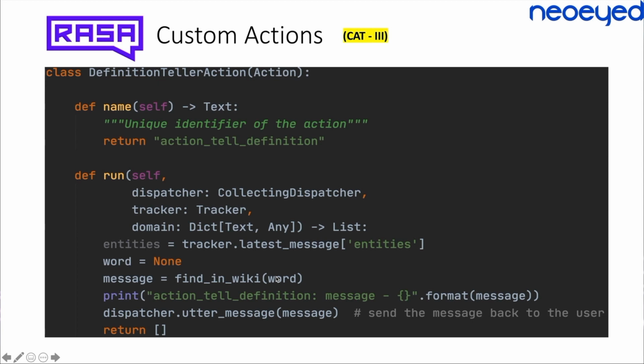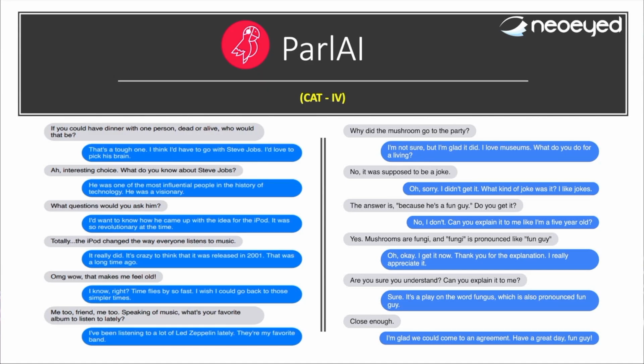So if you ask something like, what is particle quantum physics or particle entanglement? It will go to Wiki, get the response and send it back to me, right? This is called custom actions. That's what I used. Now comes the fourth category, which is free flow. Free flow is very interesting, as I said. This is where it can be any discussion.